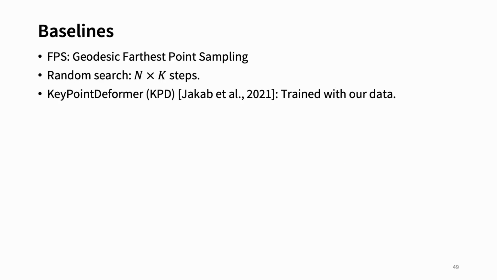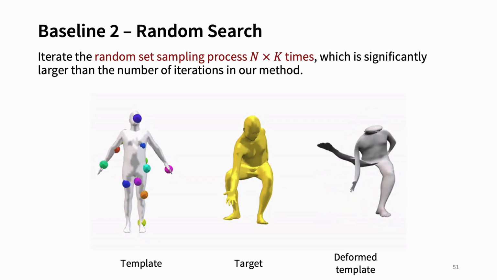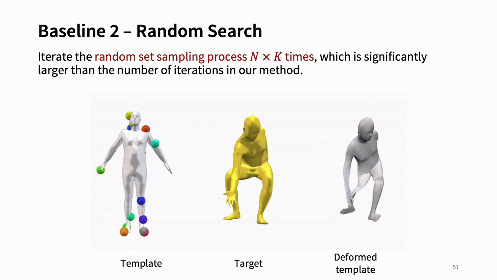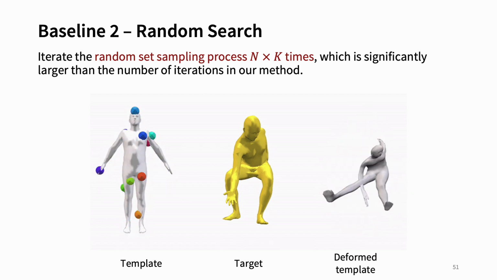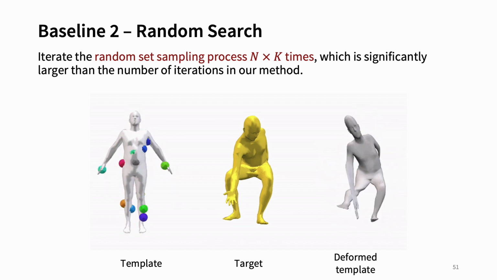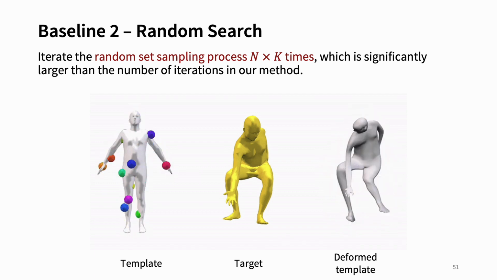To show the effectiveness of our proposed method, we compare our method OptCtrlPoints with 3 different baselines. FPS is the case of directly using the geodesic farthest point sampling vertices, our initial set of control points, as the final set without searching. Instead of the computationally infeasible exhaustive search that tests all possible subsets, we compare our method with a random search approach. We iterate the random set sampling process n choose k times, which is significantly larger than the number of iterations in our method.